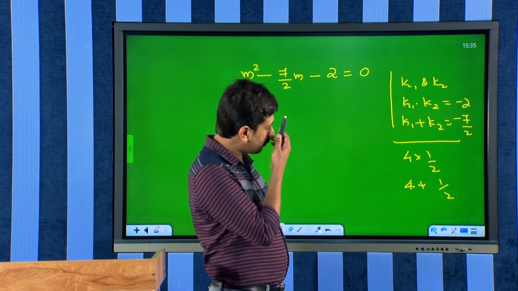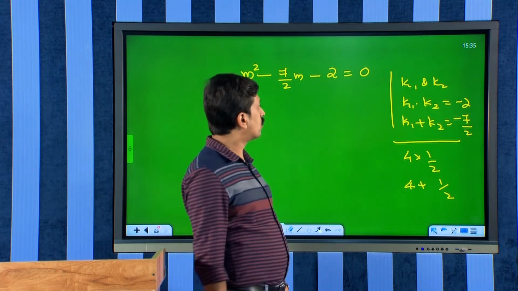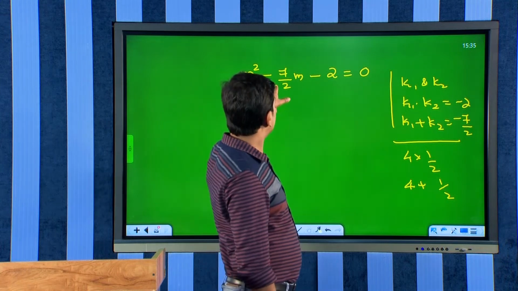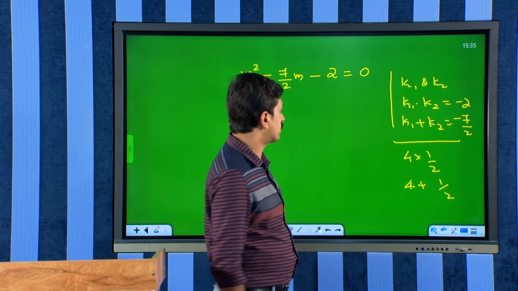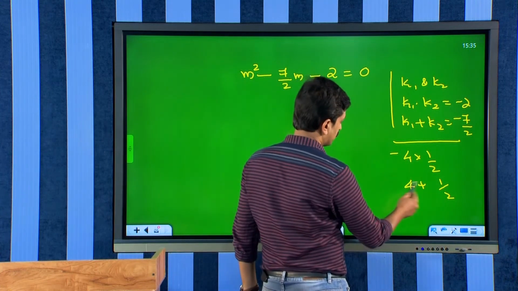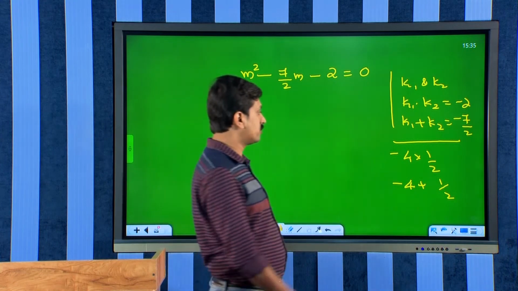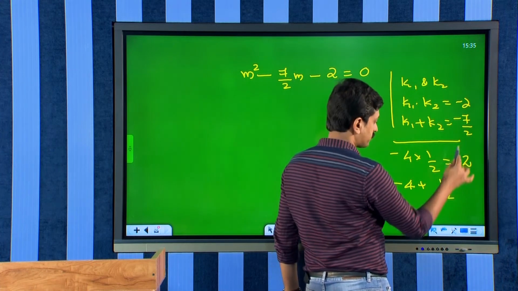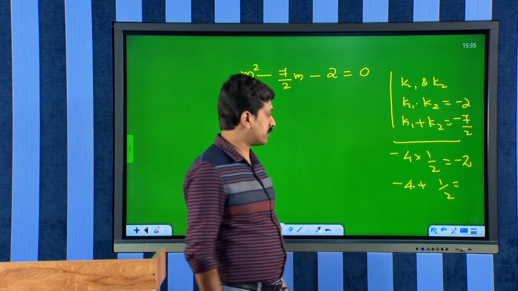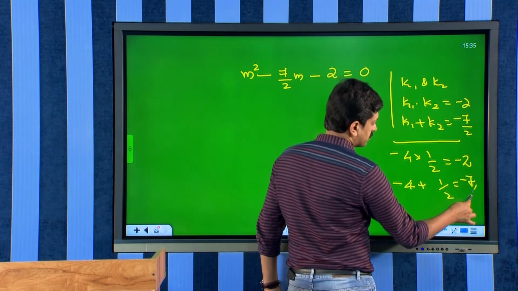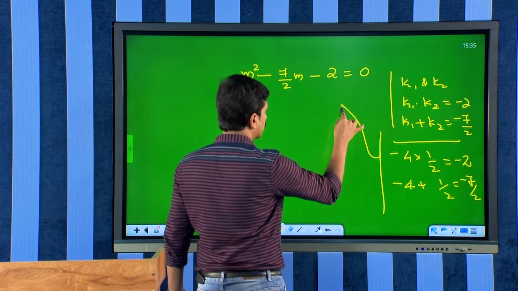So, at least one of them will be negative, and which one will be the negative one? Here we need a negative value, therefore the larger one is the negative value. So, dear students, minus 4 into 1 by 2 is equal to minus 2, and minus 4 plus 1 by 2, that is minus 8 by 2 plus 1 by 2, is equal to minus 7 by 2. So, fine, we can use these two values here.